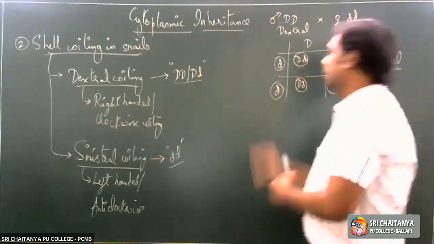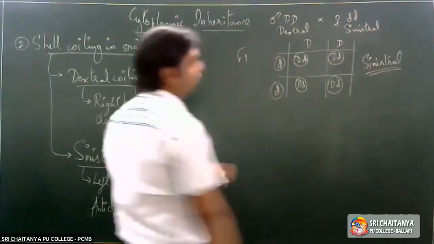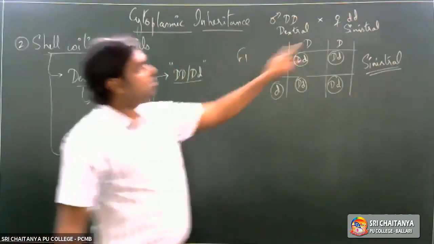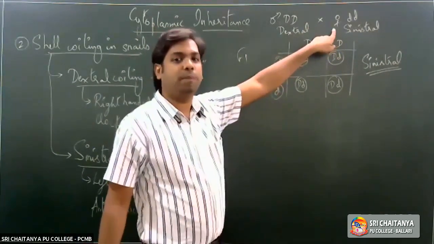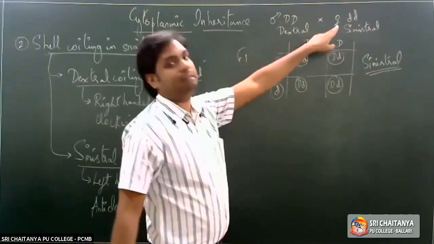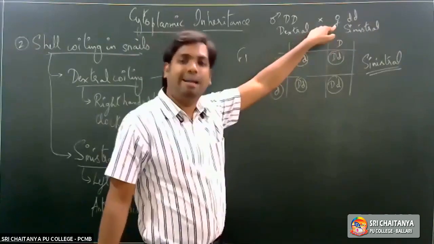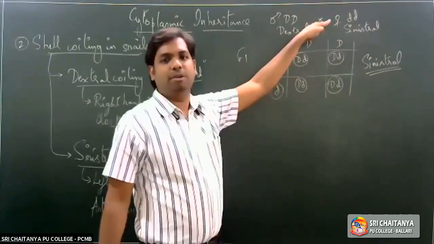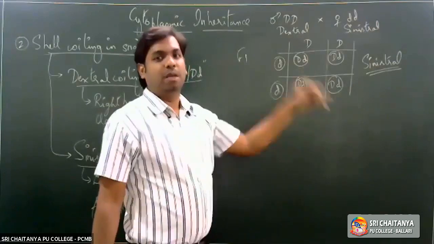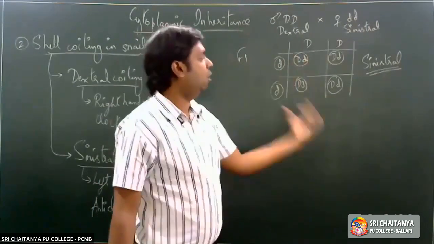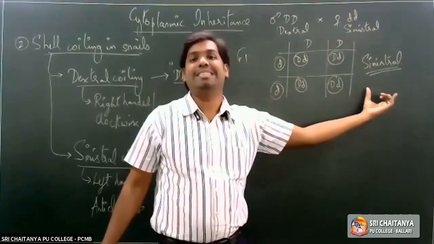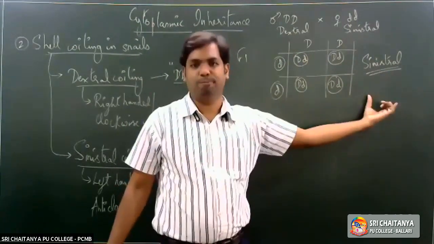Why left-handed coiling again in the F1 generation? Because the mother did not produce any protein. Why did the mother not produce any protein? Because again, the mother has recessive traits here, recessive alleles here. Since the recessive alleles are present, proteins are not being produced. Since the proteins are not being produced, what would be the type of coiling in the offspring? Everyone would show sinistral coil, that is left-hand coil.